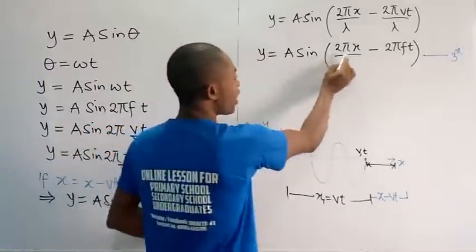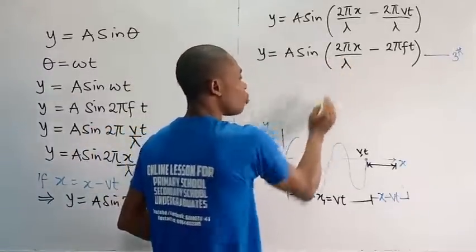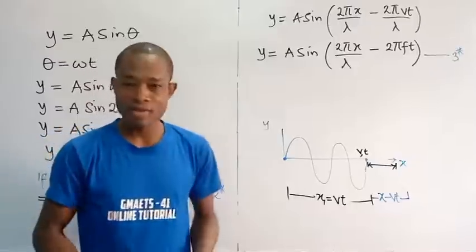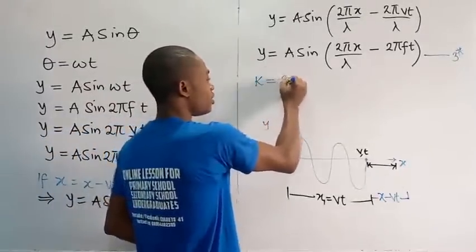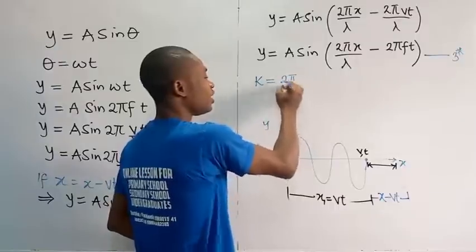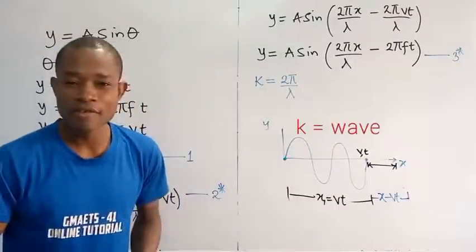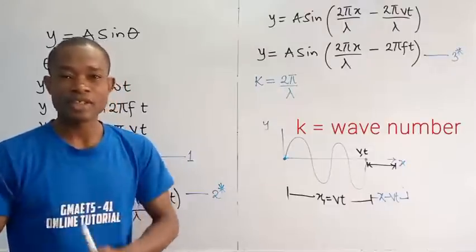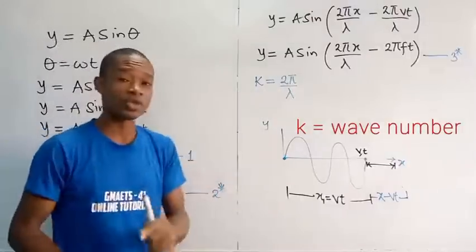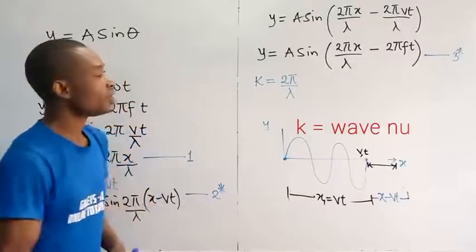Now, this 2 pi divided by lambda wavelength has a name given to that quantity. We use K to represent it, 2 pi over lambda. That is called the wave number. That is called what? The wave number. Take note of that. K is equal to the wave number.